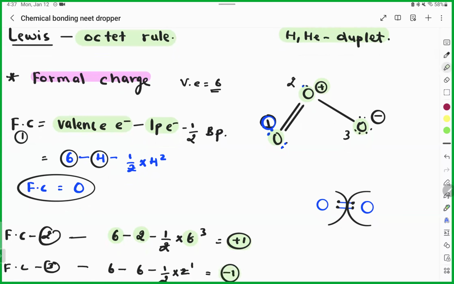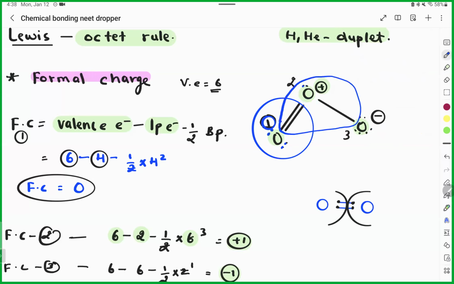Logically, how is that possible? The first oxygen has the octet rule completely: 4 lone pair, 4 bond pair electrons, totally perfect situation for this oxygen. Why? 4 lone pair, 4 bond pair, total 8. Next, if you see the second oxygen, 6 bond pair, 2 lone pair, still the octet rule is completed, and that's what we are looking for.